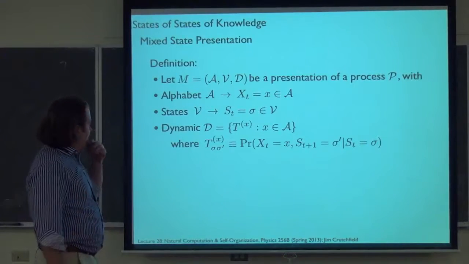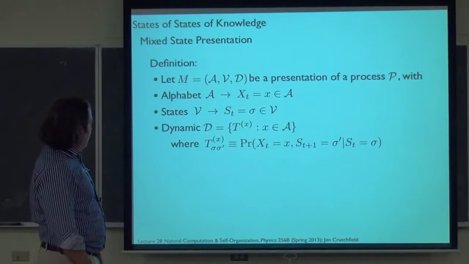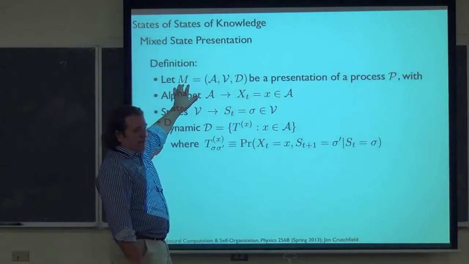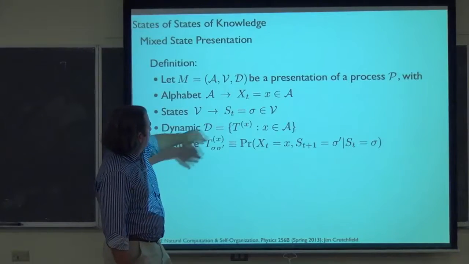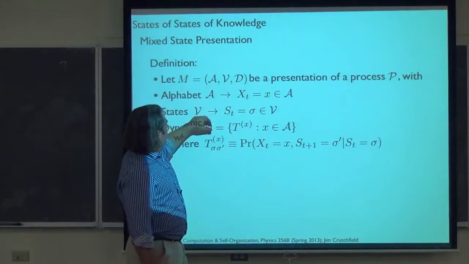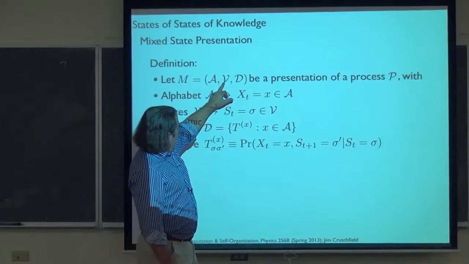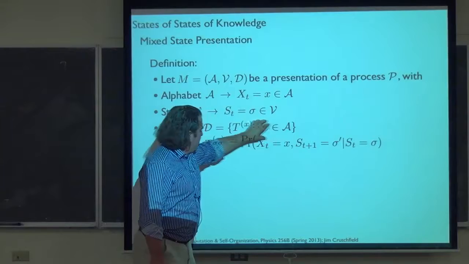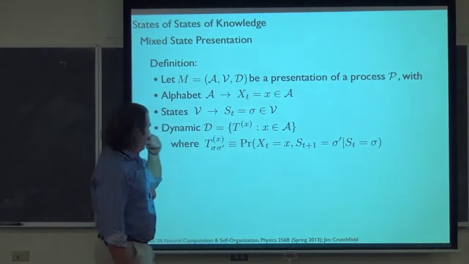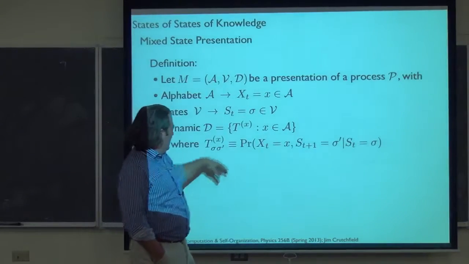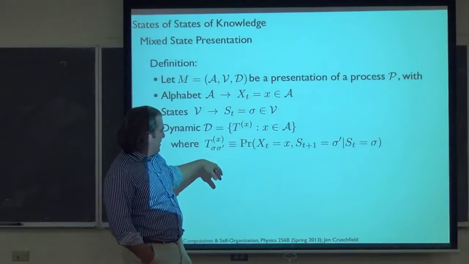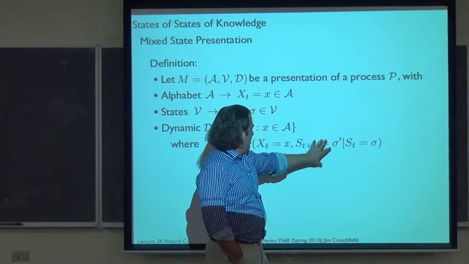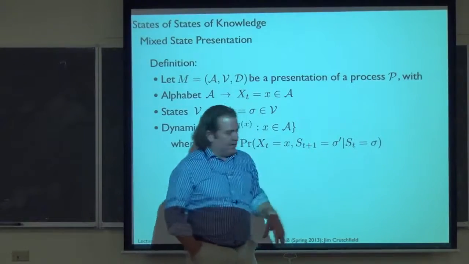Now I want to talk a little more generally about how we convert from general presentations. Okay, so imagine we have some process. You pick some presentation of this, right? So we'll have some alphabet here, some set of states. I'll just note those with the V, and then a dynamic here, which will be a set of transition matrices. And again, what we mean here is just that the transition matrices are these conditional transition probabilities. Probability, if I know what state I'm in, of seeing the next symbol and next state.